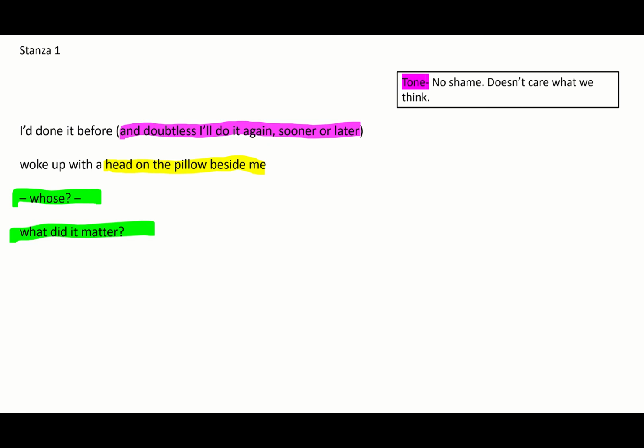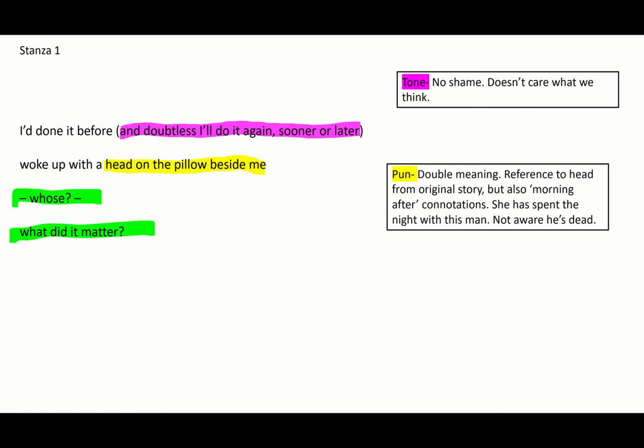So it sets up the poem straight away with this voice of pride and not really caring what anybody thinks. Which is supported with this pun here, woke up with the head on the pillow beside me. So a pun meaning there's a double meaning in that line. So it's a reference, an allusion to the head from the original story of Salome, John the Baptist's head on a platter, but there's also those morning after connotations.